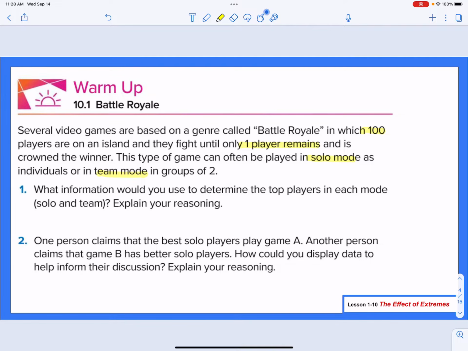This is really an activity for you to do in class. What information would you use to determine the top players in each mode? And explain your reasoning there. The second question is, one person claims the best solo players play game A. Another person claims that game B has the best solo players. How could you display data to help inform their discussion? These are things for you to talk about as a class as you warm up today. You can pause there, have some conversations about those things, and then come back and continue the lesson.